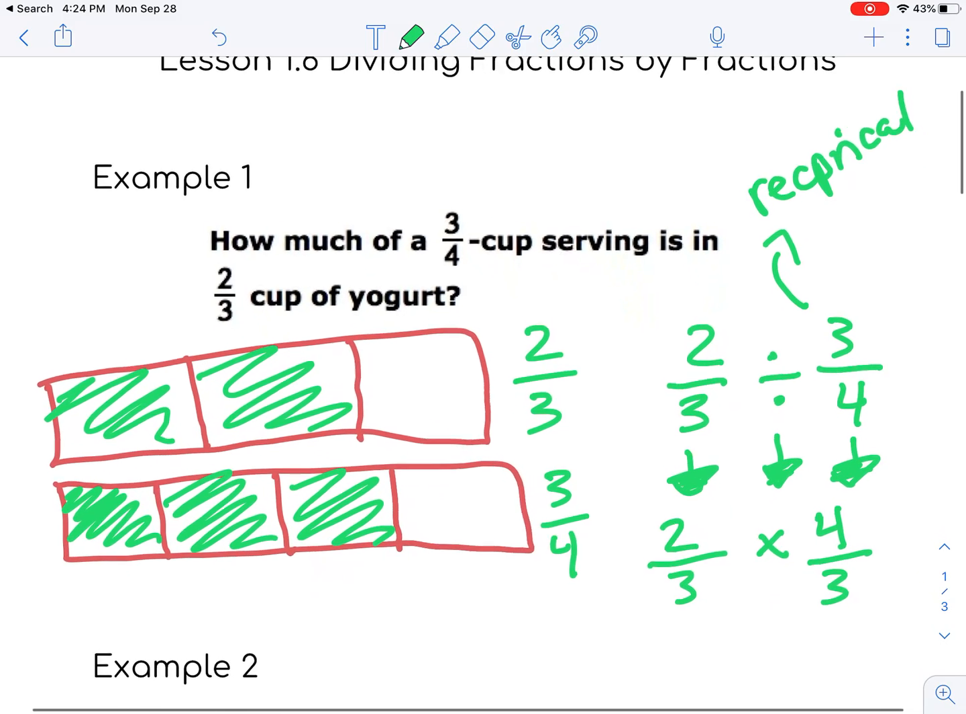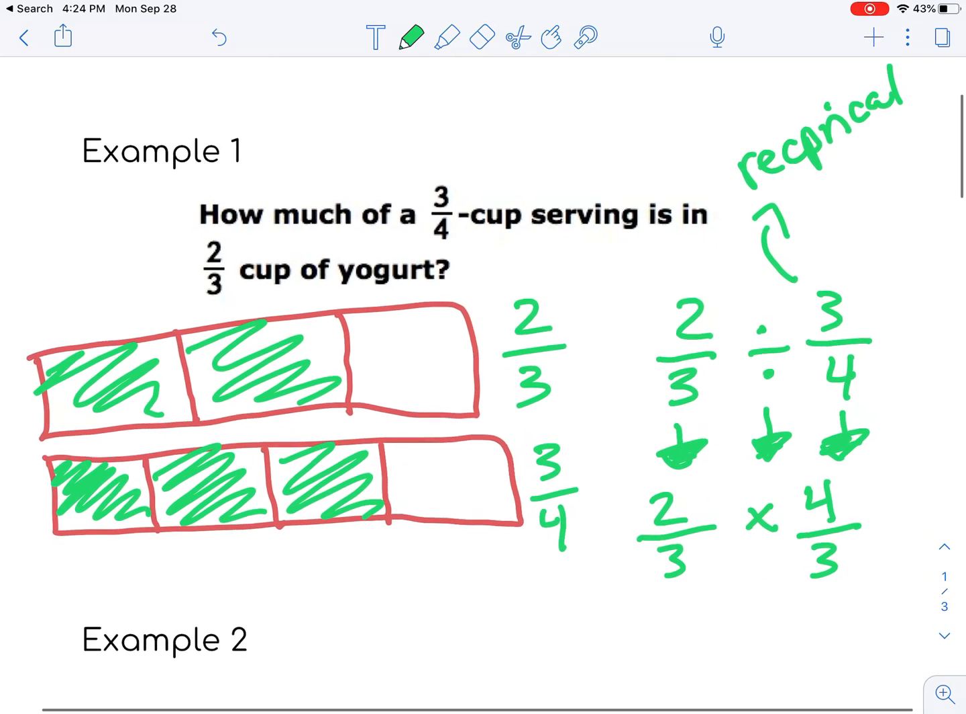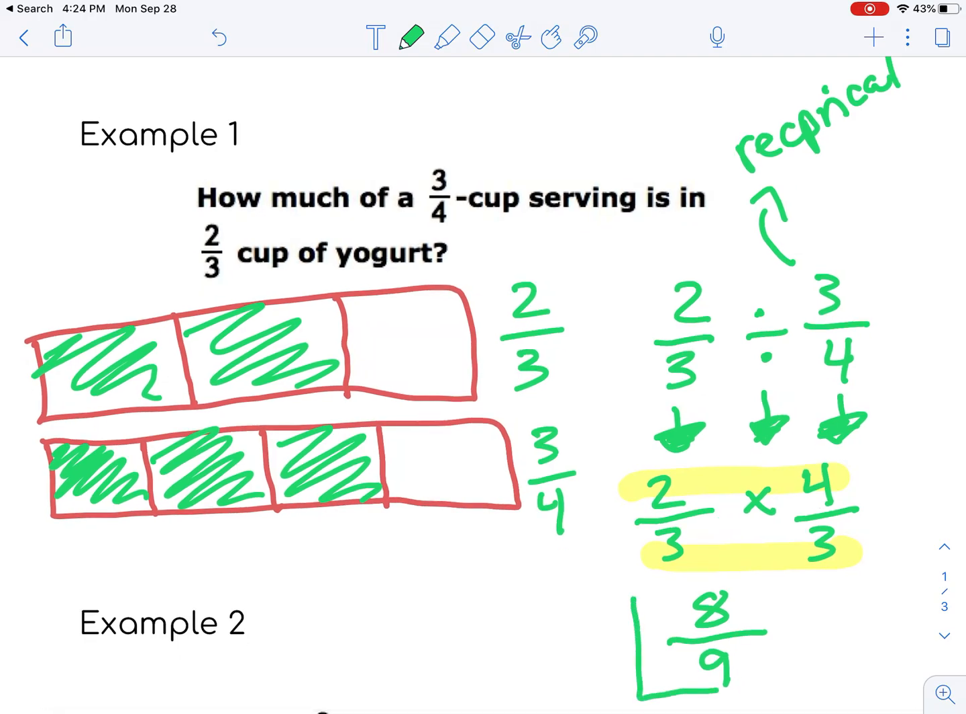So now I can just multiply, because if we remember from last year, whenever we multiply fractions, we just multiply across. So you do 2 times 4 and then 3 times 3. So 2 times 4 is 8 and 3 times 3 is 9. So my answer here is 8/9, because I cannot simplify that fraction anymore. So to answer our question, how much of a 3/4 cup serving is in 2/3 cup of yogurt? 8/9.